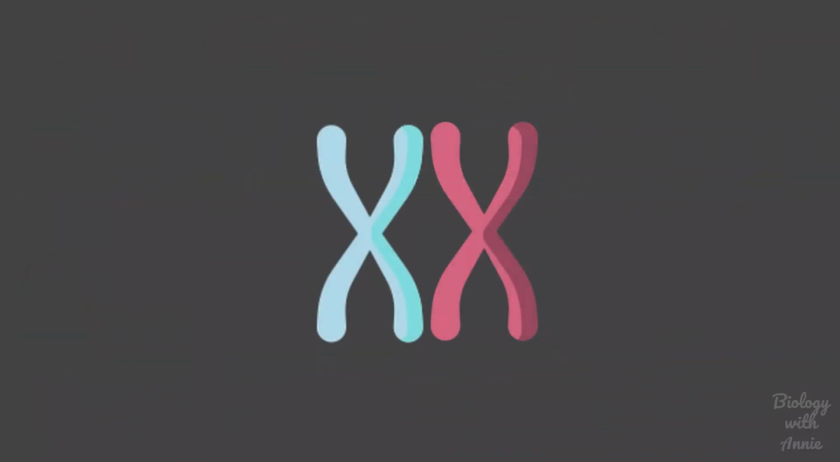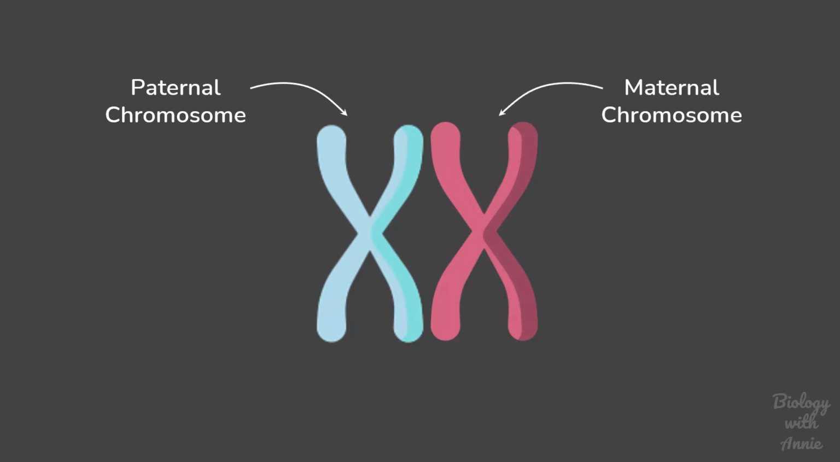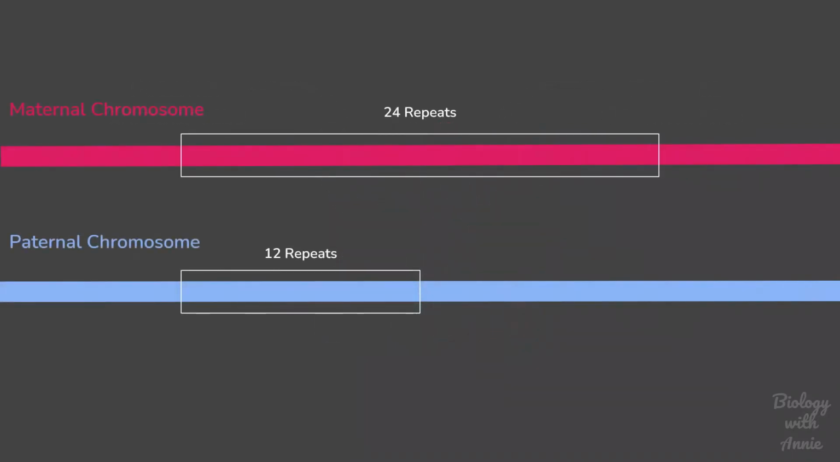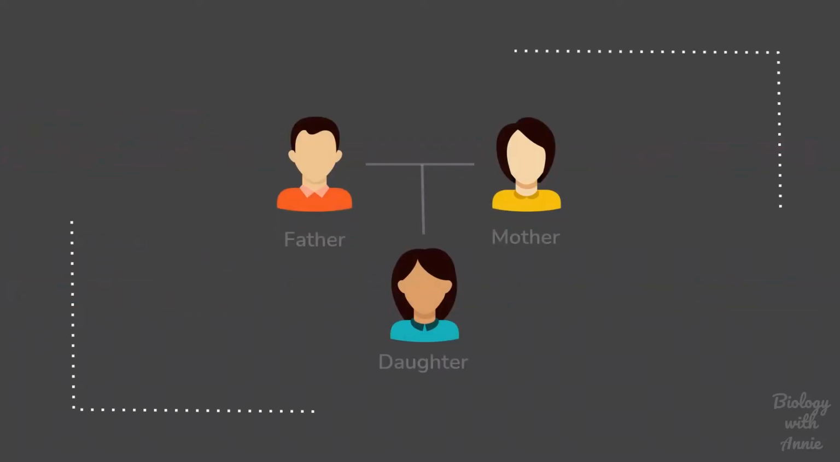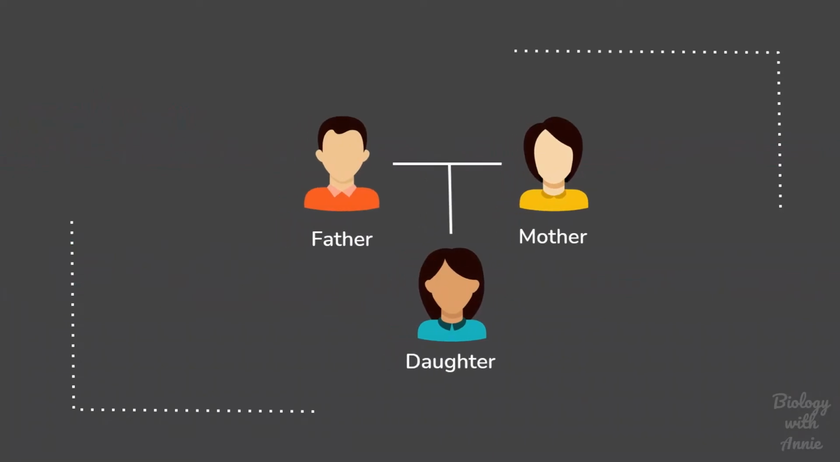Remember that we have 23 pairs of chromosomes. One set of chromosomes is inherited from the father and the other set is inherited from the mother. As a result, the number of repeats present in the paternal and maternal chromosome also varies. This variation in genetic information can be used not just to identify individuals but even the family relationship between them. And this was realized by a scientist named Alec Jeffreys in 1984.